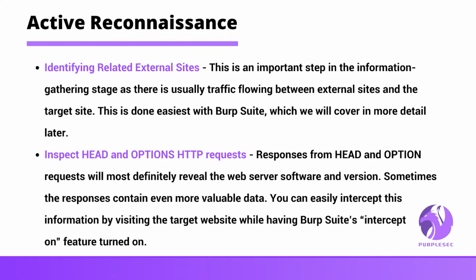Identifying related external sites is an important step in the information gathering stage, as there is usually traffic flowing between external sites and the target site. This is done easiest with Burp Suite, which we'll cover in more detail later. Responses from HEAD and OPTIONS requests will most definitely reveal the web server software and version. Sometimes the responses contain even more valuable data. You can easily intercept this information by visiting the target website while having Burp Suite's Intercept On feature turned on.